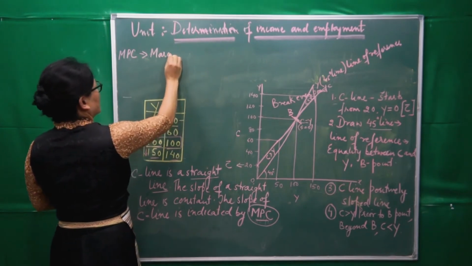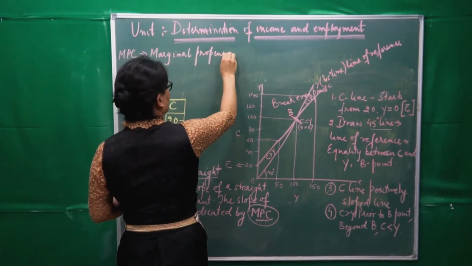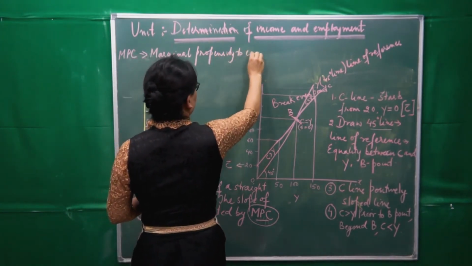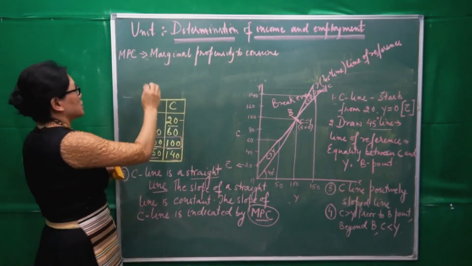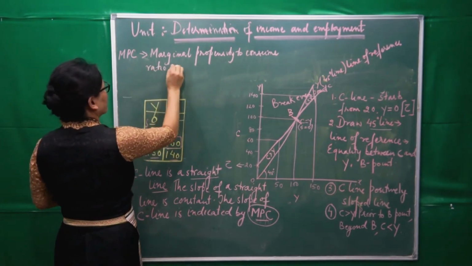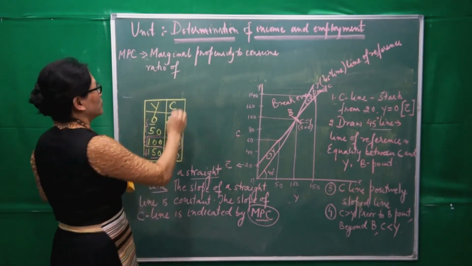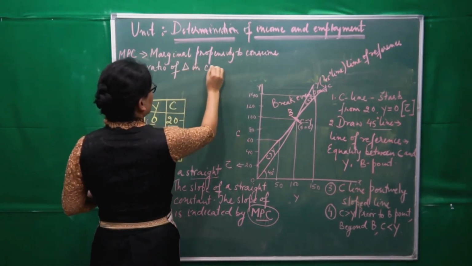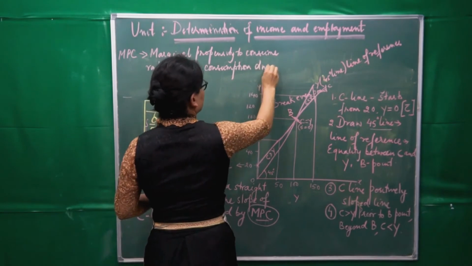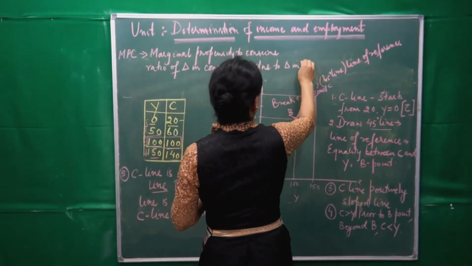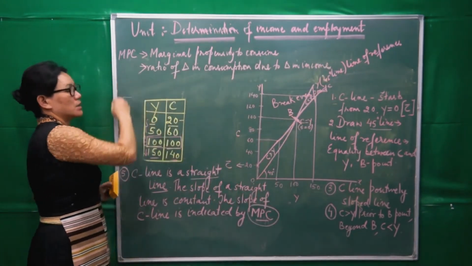Marginal propensity to consume. It is the ratio of, this is the meaning of MPC, alright. Ratio of change in consumption due to change in income is called MPC here.